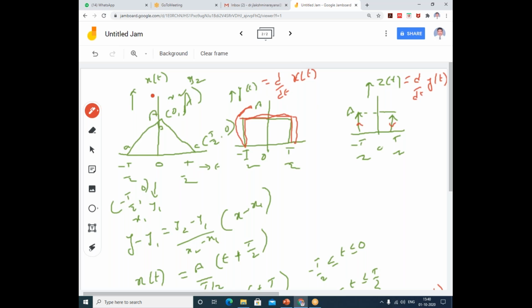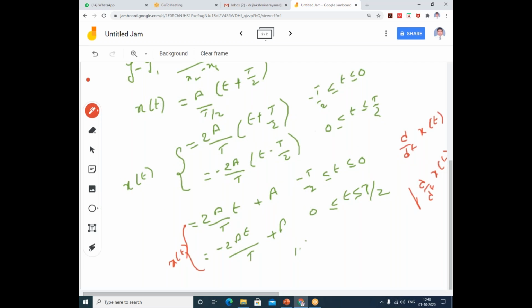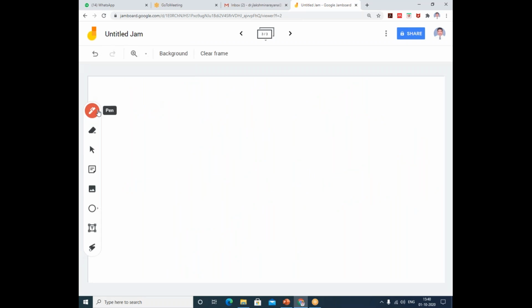observe it. To get this x of t, y of t, z of t, what is the thing that is common? The common thing is your x of t. So I can write the relation for x of t. Here I am going to write my x of t. My x of t is a triangular waveform. If you differentiate x of t, d by dt of x of t, you will get a square or a rectangular pulse.